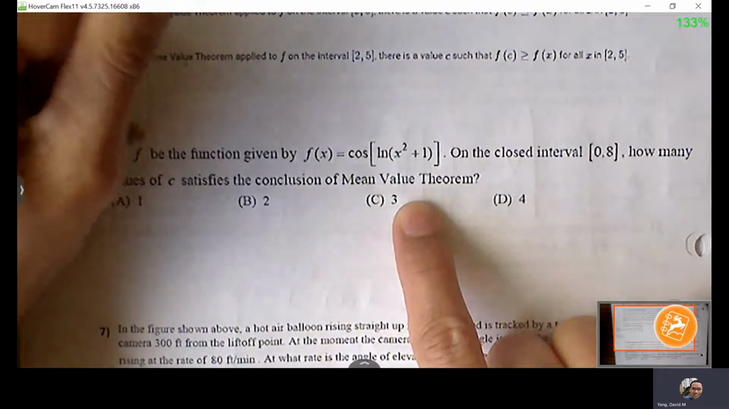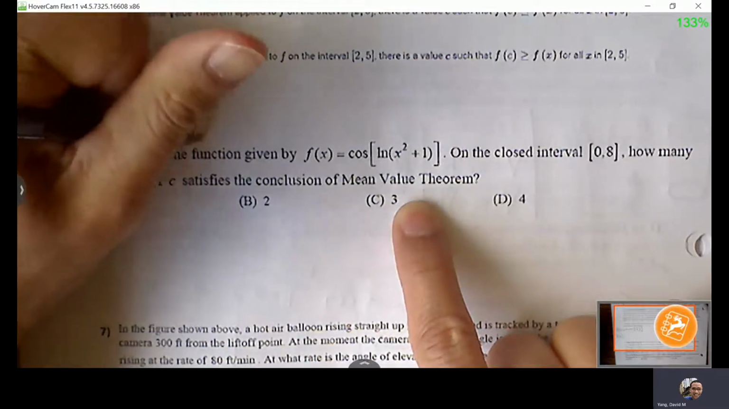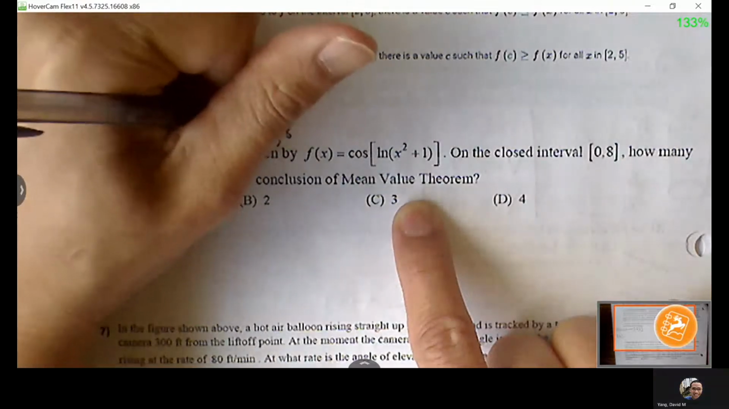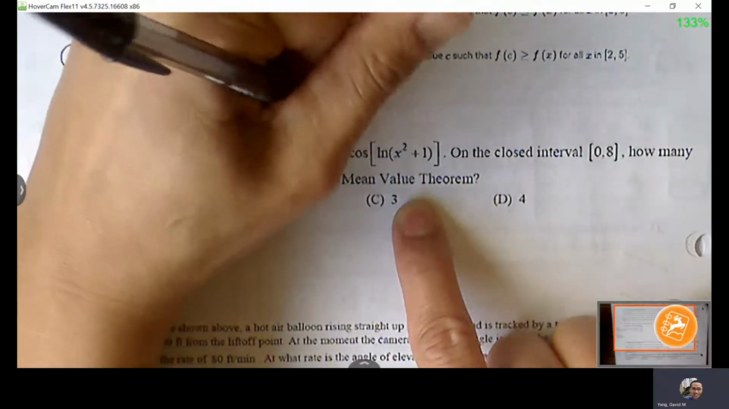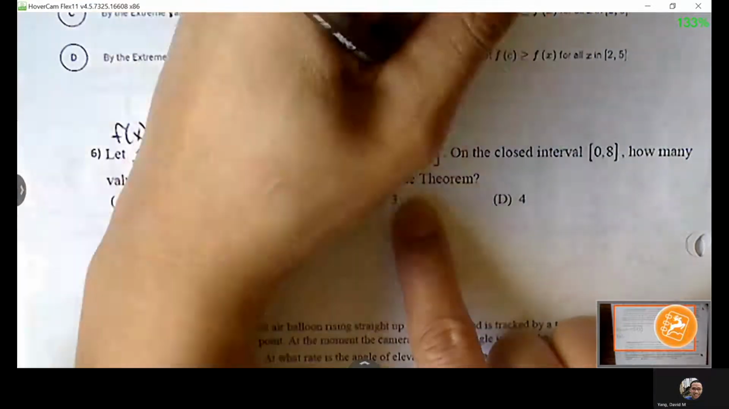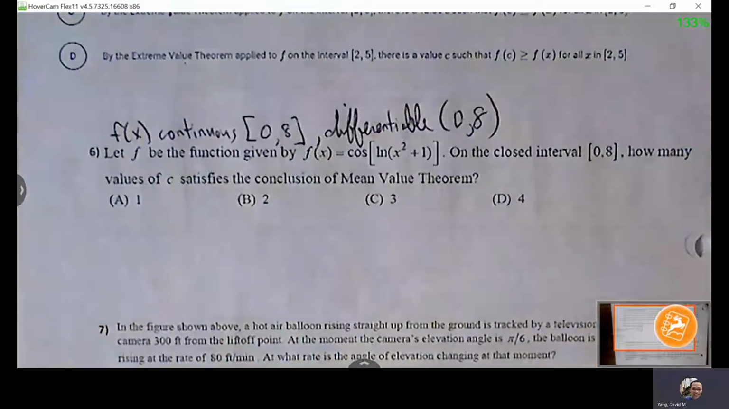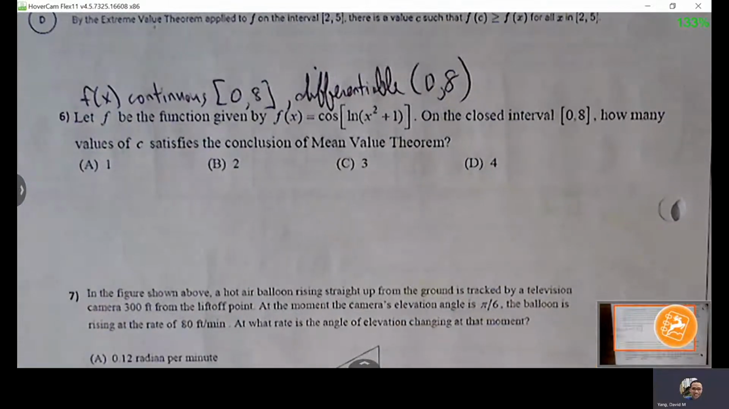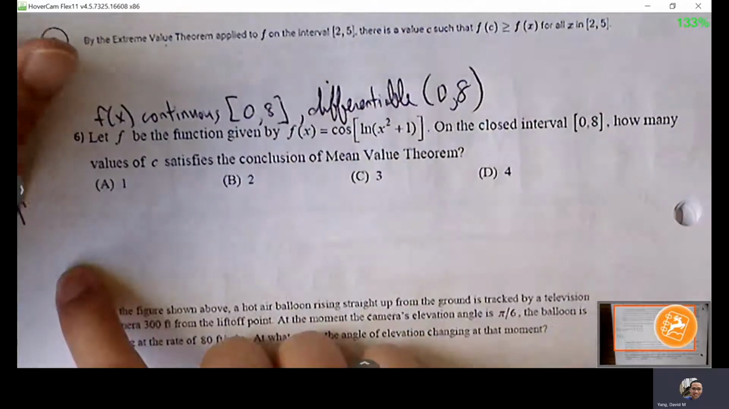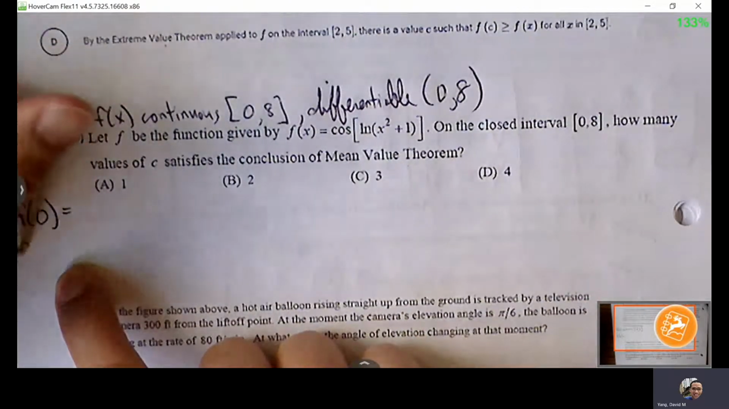We know our function is continuous. We know our function is differentiable. And the first thing we need to do is look for endpoints, right? So no calculus yet. We're just inserting our endpoints into the original function. So we'll find f of 0, and we'll find f of 8.